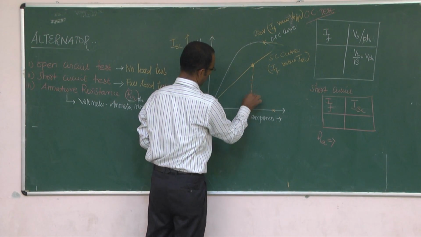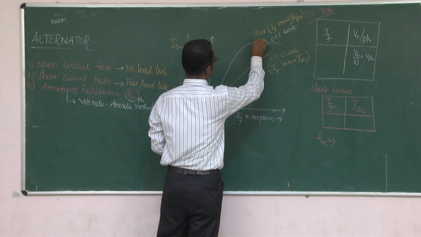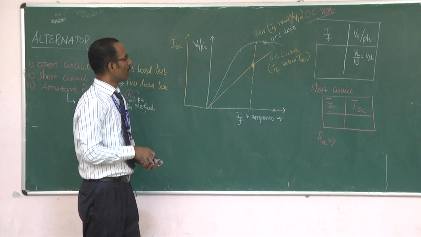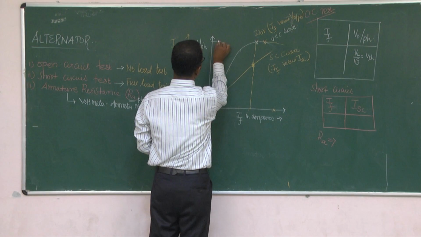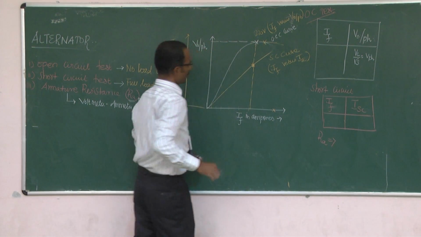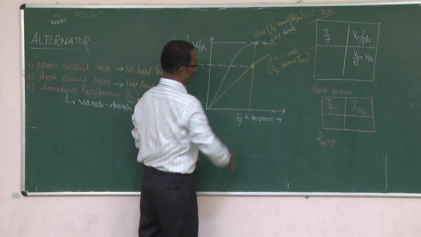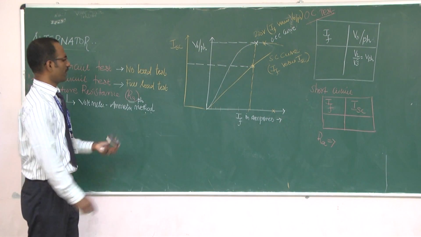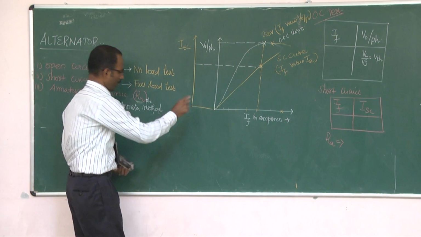From that, if you project it on the x-axis, it intersects the y-axis also. It intersects your OCC curve at some point. That voltage is considered as the open circuit voltage. This current is taken as the short circuit current. By using these two, we can find the synchronous impedance value.